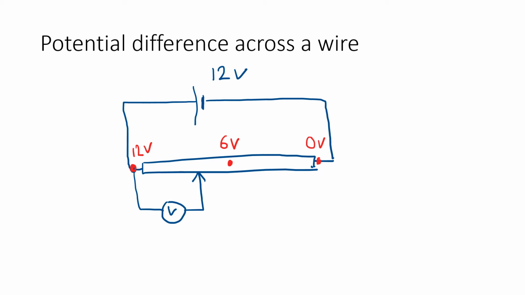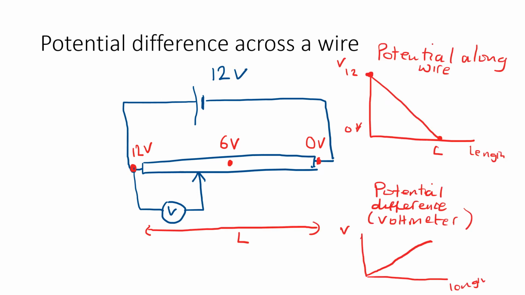And if we were to take our voltmeter and move it to that point, so we were measuring between the 12 and the 6 potential values, we'd read a potential difference of 6 volts, 12 take away 6. If we just look at the potential values and how they vary as we move along the wire, the values vary smoothly as you move along from 12 volts down to 6 volts down to 0 volts. Plotting that on a graph of potential along the wire against length, we'd see a straight line that goes down to 0 like that.